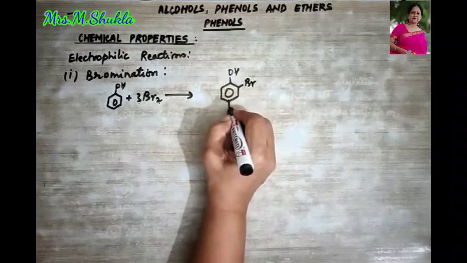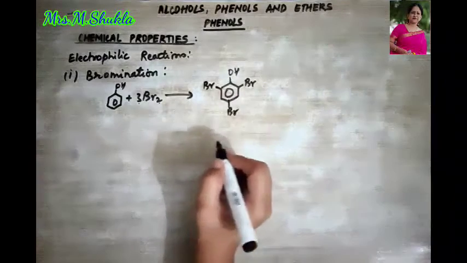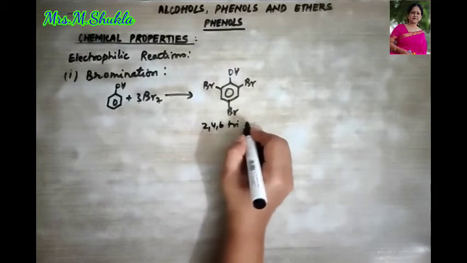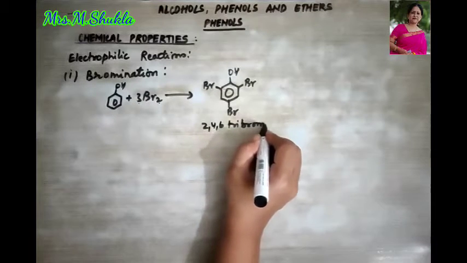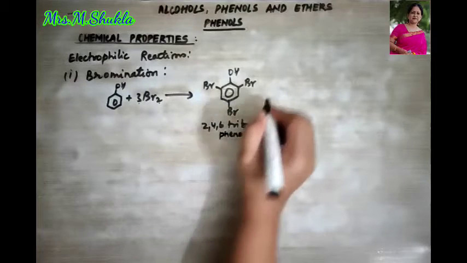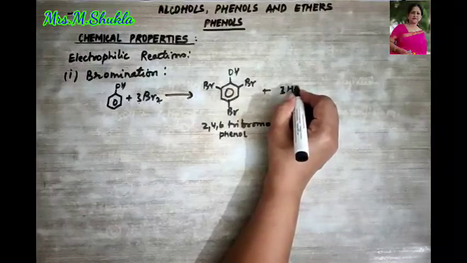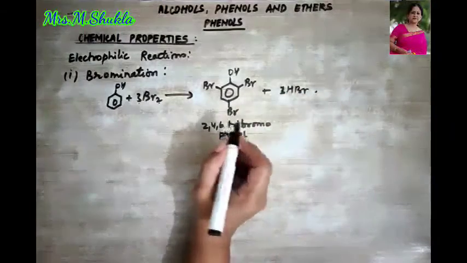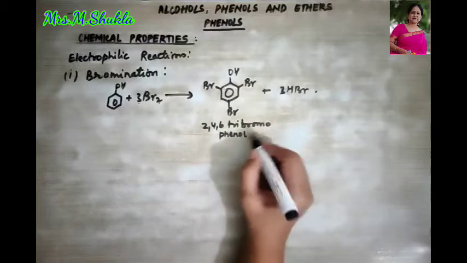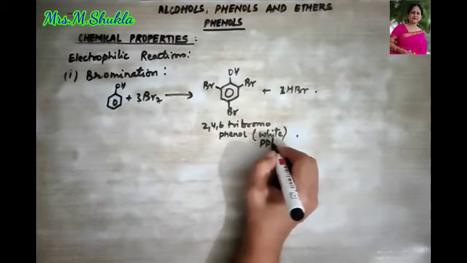2, 4, 6. So the name becomes 2,4,6-tribromophenol, right? Plus 3 HBr will be released. And the color of this 2,4,6-tribromophenol is a white precipitate.